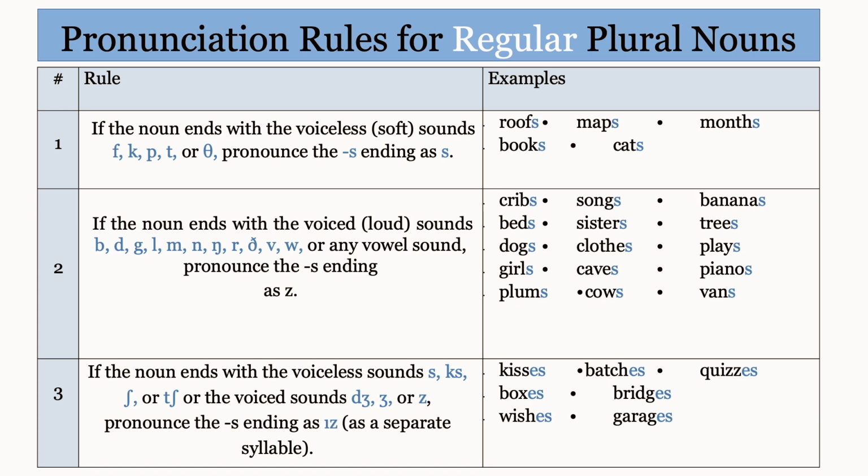Rule number 2 focuses on voiced endings. If the singular noun ends with a voiced sound where your vocal cords vibrate, such as b, d, g, l, m, or indeed any vowel sound, the plural S must be pronounced as a vibrant Z sound.